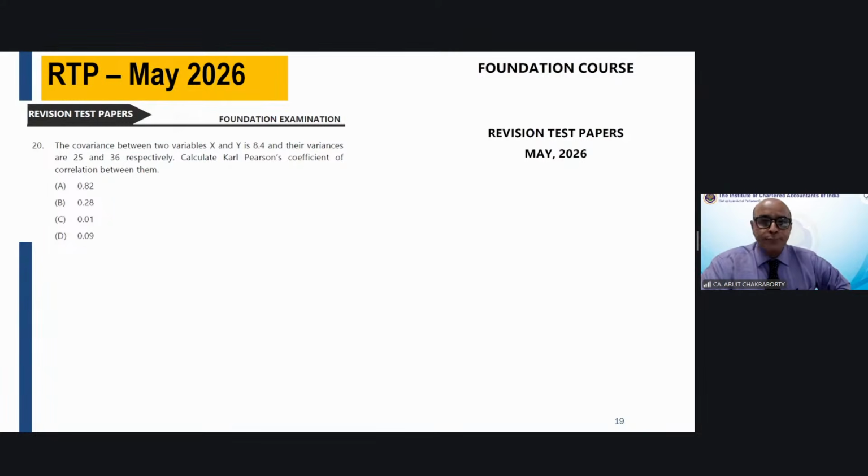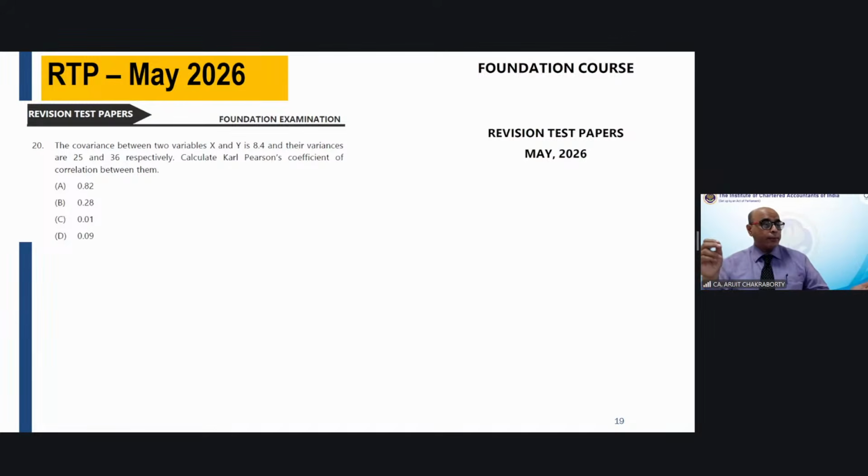Covariance is given as 8.4, so 8.4 comes in the numerator. लेकिन गौर करिए दिया हुआ है variances. Variances तो standard deviation निकालना है. So x जो है फर्स्ट वेरिएबल उसका वेरिएंस है 25, तो उसका स्टैंडर्ड डेविएशन सिग्मा x क्या होगा, 25 का स्क्वायर रूट यानी it will be 5. सेकंड वेरिएबल y उसका वेरिएंस दिया है 36, इसका भी स्टैंडर्ड डेविएशन निकालना होगा, स्क्वायर रूट, so it becomes 6.